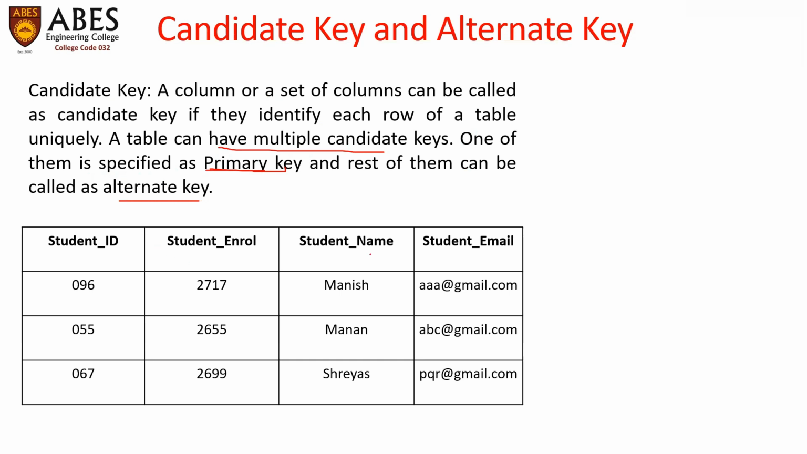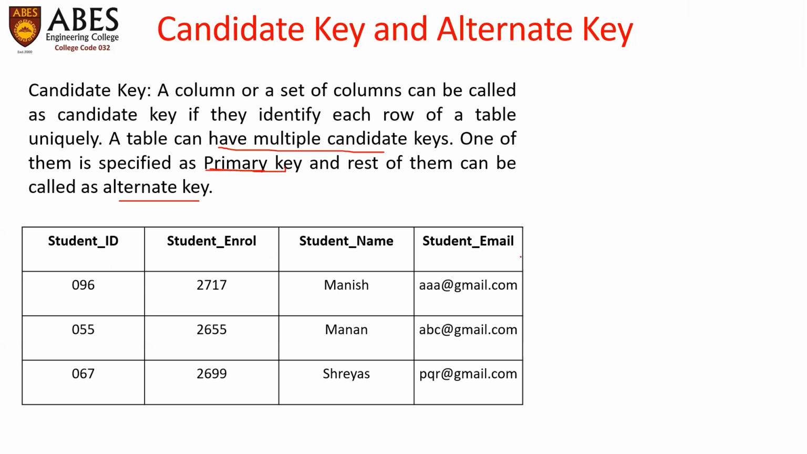Again, let us understand this with the help of an example. Let us see over here, we have the attributes student ID, student enrollment number, student name, and student email. Now, let us first see what all can be candidate keys for this table. So student ID, as you all know, this will be unique. Then again, student enrollment number, this will again be unique. Student name, of course, can be repeated. So we are not going to make this a candidate key.